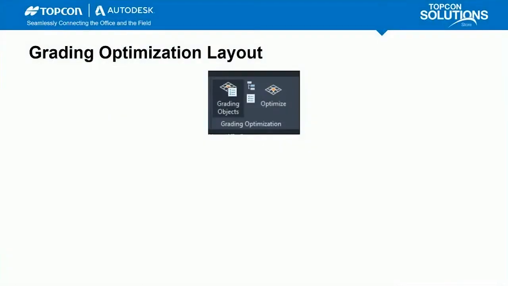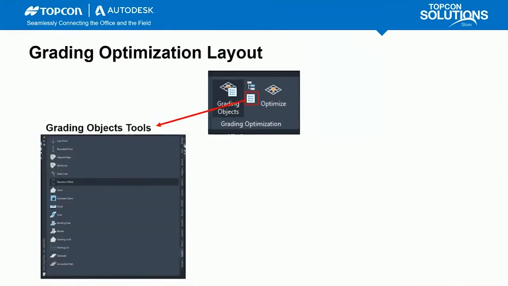Okay, the grading optimization layout. So this is what we were just looking at, now just a smaller screenshot of the grading objects. There's two different parts. There's the grading object tools. These are all the grading objects you can create for your design. You can see the first one, for example, is low point, and the second one is bounded point. And these are all a group of points, lines, and zones, which would be a closed polyline.